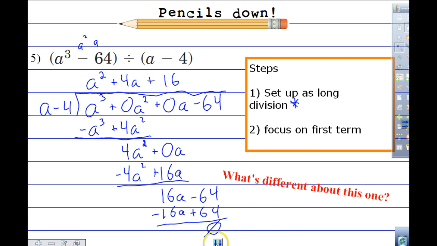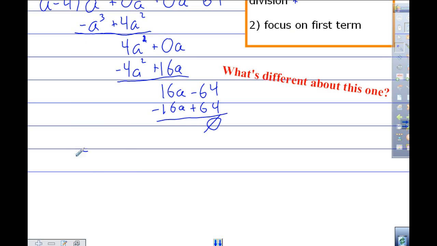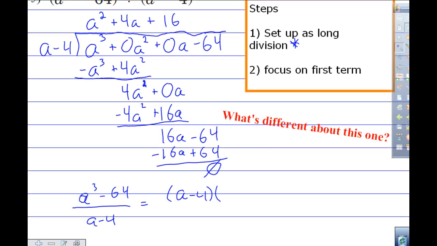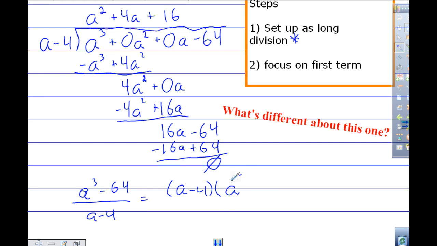So what does all this mean? A to the third minus 64 divided by a minus 4. Turns out, we didn't know this, but this actually factors to a minus 4 times whatever our answer is. A squared plus 4a plus 16, all divided by a minus 4. How do I know a minus 4 is on the top? It's because there's no remainder. I know it goes into it evenly. So these cancel out, and our final answer was this.